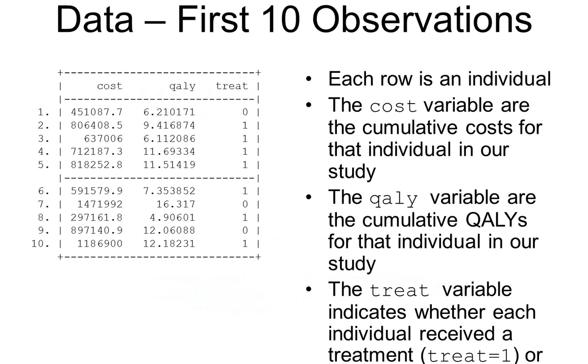And then the third variable indicates whether the person received the control intervention or the treatment intervention. Here I've just coded treat equals 1, meaning they received treatment, and treat equals 0 meaning they received a control.